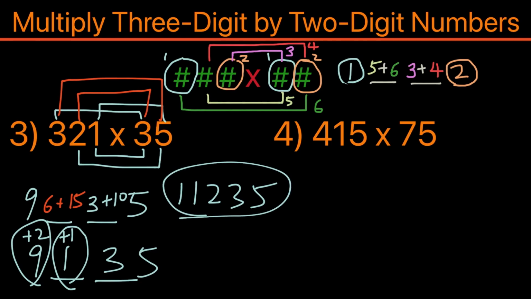Now moving on to example 4. 415 times by 75. Now taking the first digit, times first digit. 4 times 7, 28. Now second step, we're taking 5, which is the last digit, times the last digit. 5 times 5 is 25. Now we can only have one digit. So we'll place a 5, and then we'll place a plus 2 on top.